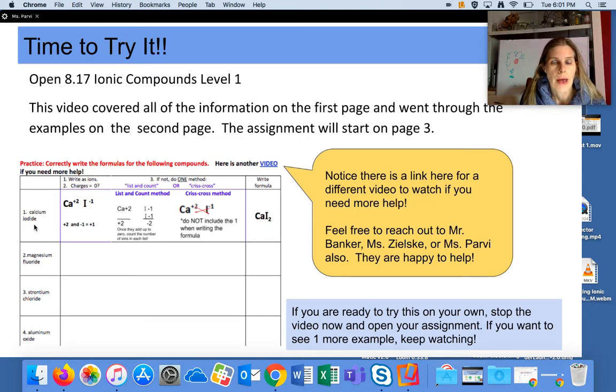I hope you have your assignment open now, and if you are watching this video, that means you wanted a little bit more help. So put your assignment and this video in split screen on your iPad so you can have them open side by side.